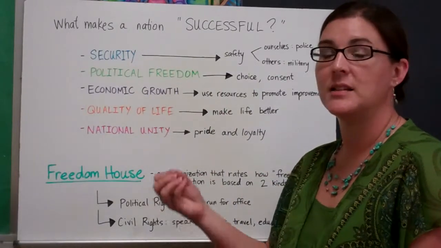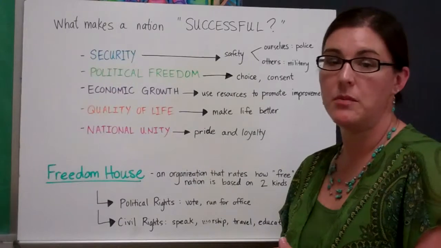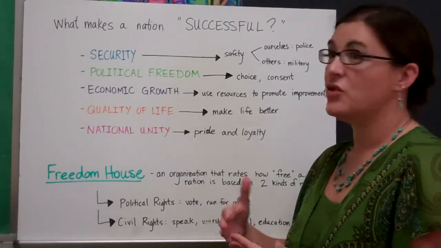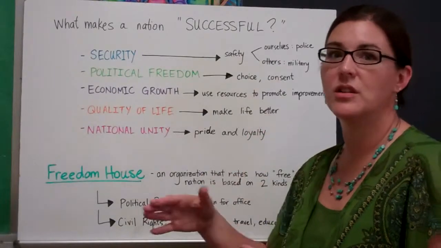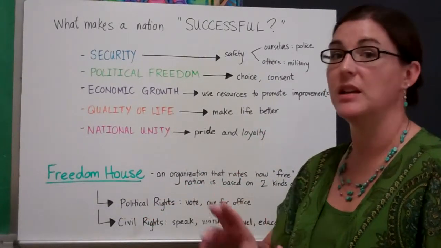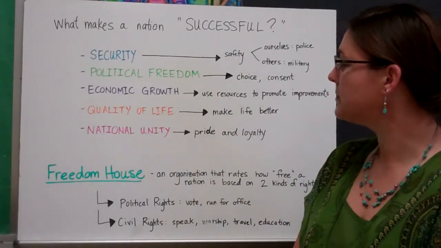Your people and land must be safe and secure. So internally, you're free from crime. You don't have to worry that someone's going to break into your house. And externally or internationally, your borders need to be secure. So we have a military to keep us from being invaded or overrun by other nations or groups.